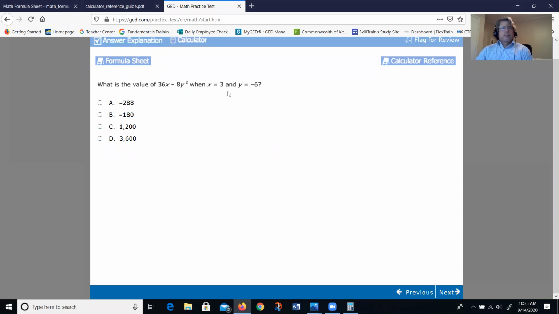Let's look at the next question here. What is the value of 36x minus 8y squared when x equals 3 and y equals -6? So this is an evaluated algebraic expression. This is what we refer to as the order of operations. So in the order of operations, if you recall, we have what we refer to as please excuse my dear Aunt Sally, where P stands for parentheses, E is exponents. You then have to multiply and divide, and then lastly you add and subtract.